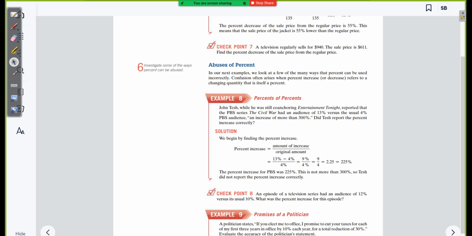And then we got John Tesh. We're going to put John Tesh on blast in a college textbook. Poor guy. But that's what you get for making mistakes, huh? So, John Tesh, while he was co-anchoring Entertainment Tonight, reported that the PBS series The Civil War had an audience of 13% versus the usual 4% PBS audience, which is an increase of more than 300%. Now, did Tesh report the percent increase correctly?